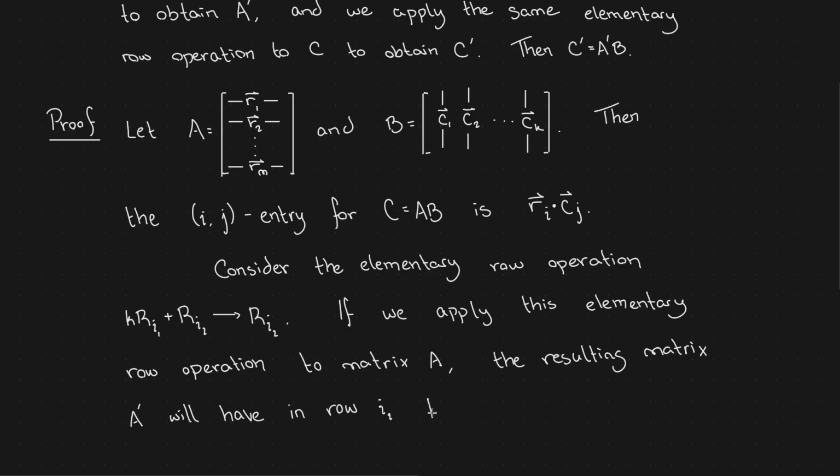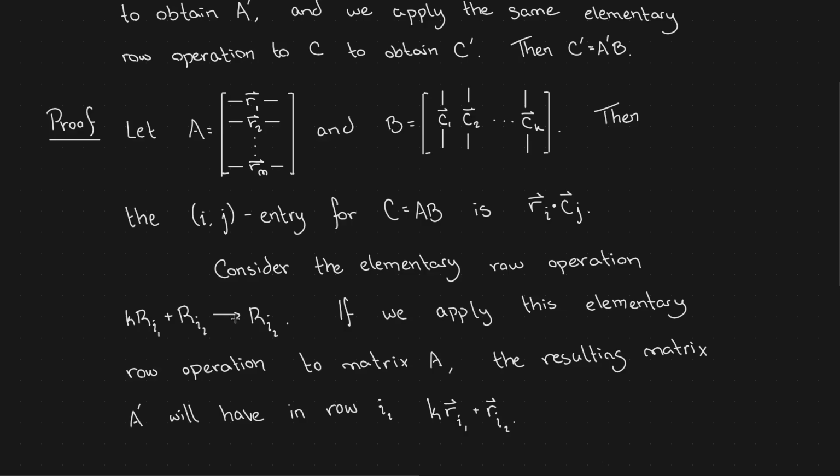We're going to take k times the vector in row i1, and we add it to row i2, and that's my new row i2. All the other rows stay the same. The only row I'm changing is row i2. The idea here is that i1 and i2 could be any two rows. So I've just changed one row, row i2.